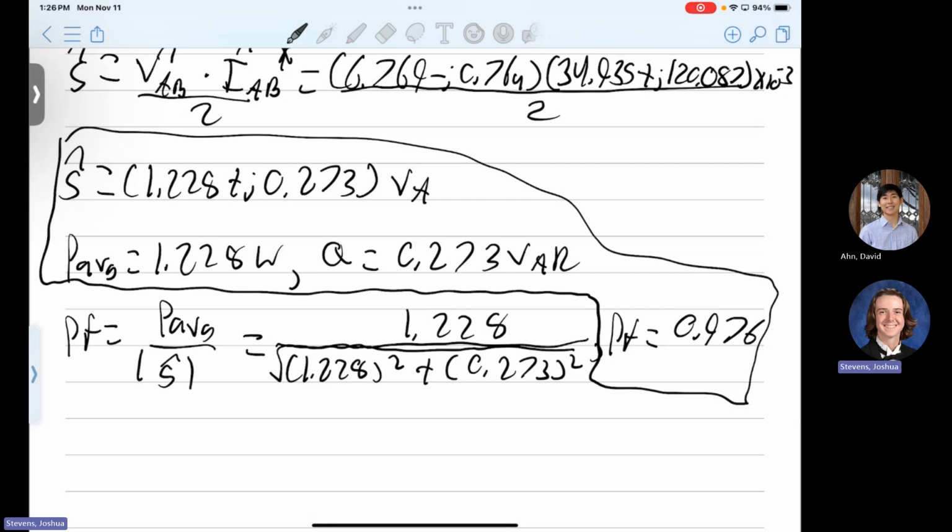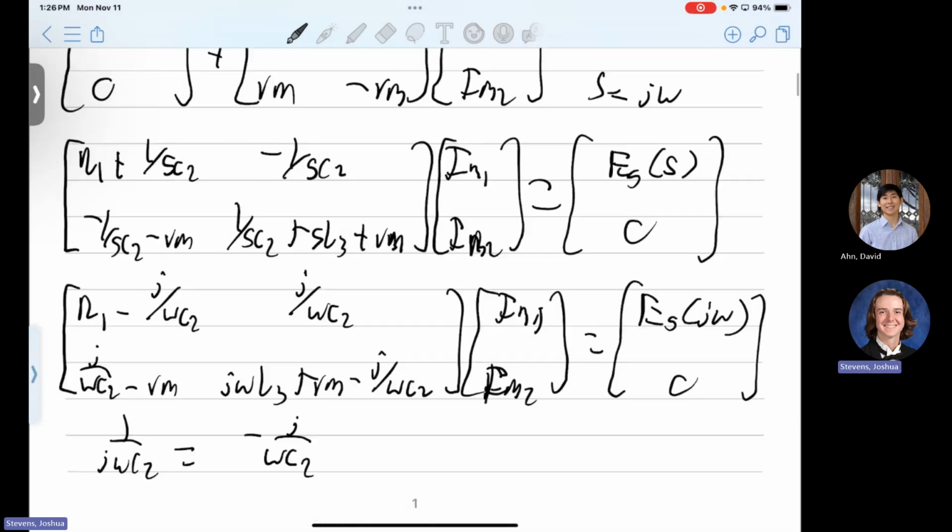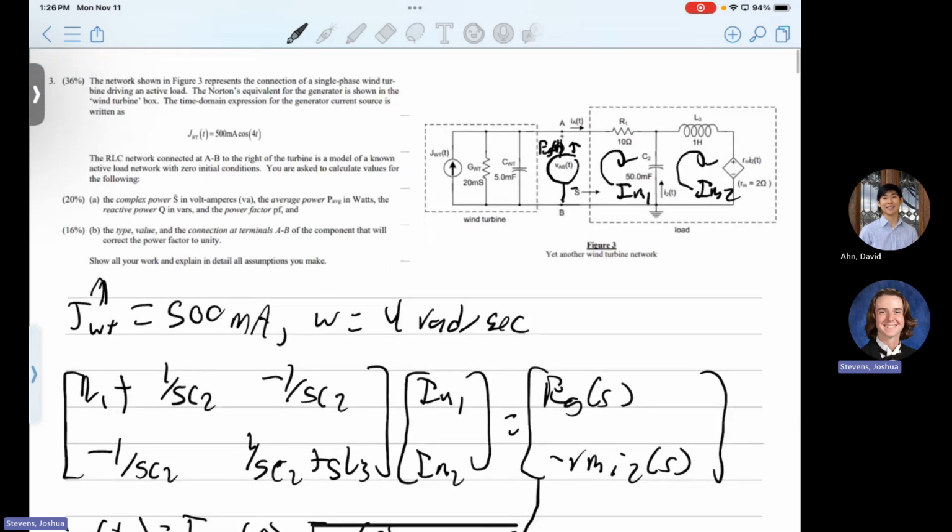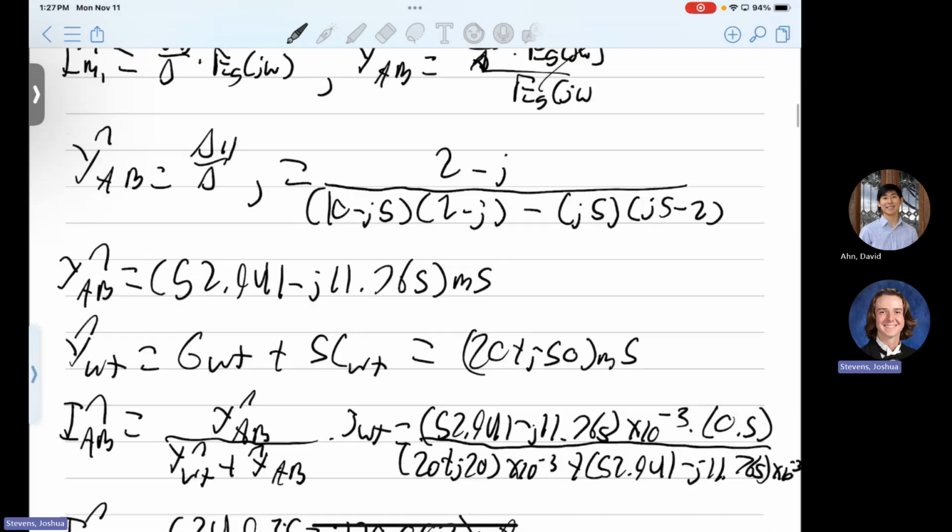So now the next part says: the type, value, and connections at terminal AB of the component that will correct the power factor to unity. I'm not gonna lie, this is the part that I was the weakest on. I was talking to people, and it depends on the sign of your susceptance, I believe, what component you will then use. So YAB, as we did earlier, right?